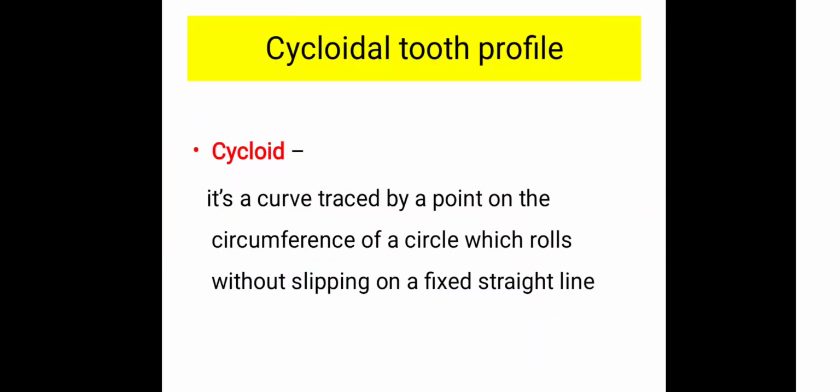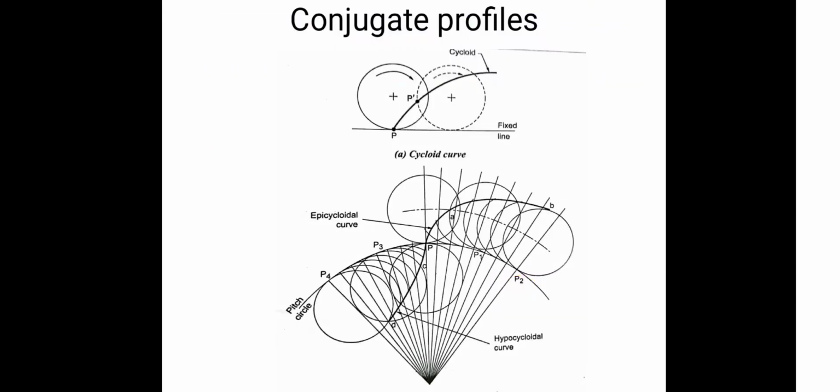The gear tooth profile consists of two types. One is the cycloidal gear tooth profile, and the next one is the involute tooth profile. The cross section of the tooth profile is a segment of the cycloidal curve, also called the cycloid profile. The profile of the cycloid motion consists of two portions: one is the epicycloid, and the other is the hypocycloid.